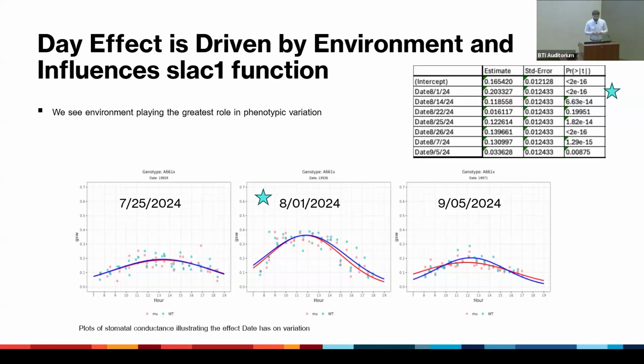So we see that environment plays the greatest role, as environment is driving the day effects or date effects. So now we want to understand what exactly these environmental conditions are that are driving these shifts between the days, so that hopefully we can isolate the genomic effects from these environmental effects and focus the breeding program on the genomic effects.